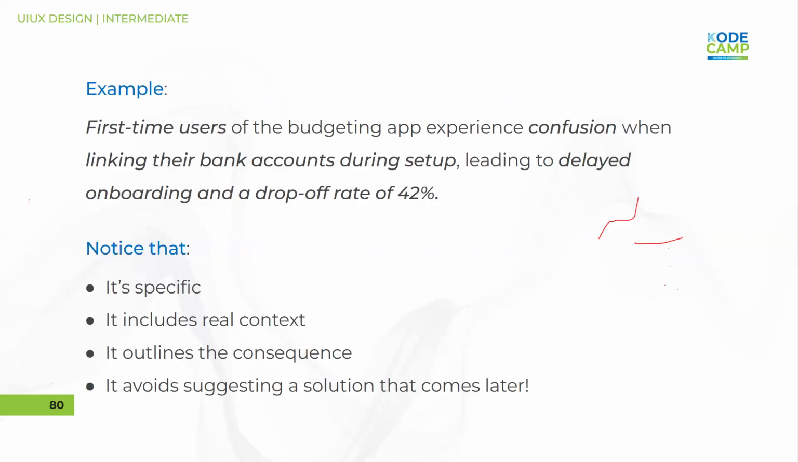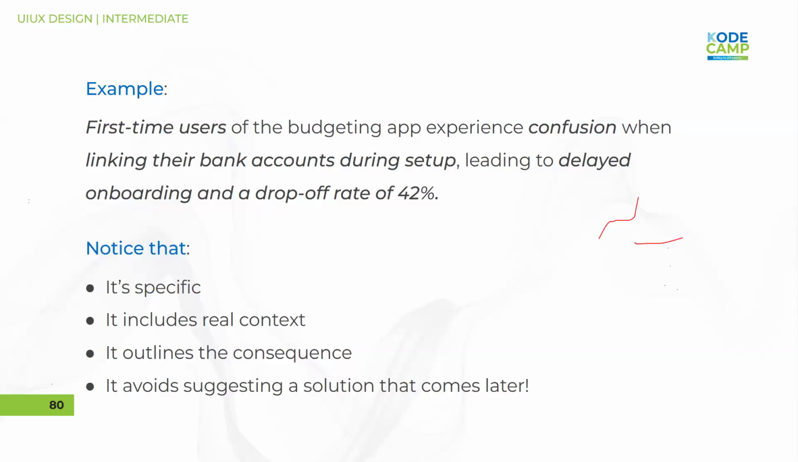So for example, I have here a first-time user. Remember the user group. So the user group is our first-time user of a budgeting app who experiences confusion. So what is the problem? The problem is he experiences confusion when linking their bank accounts during setup, which causes what? Leading to delayed onboarding and a drop-off rate of 42%.